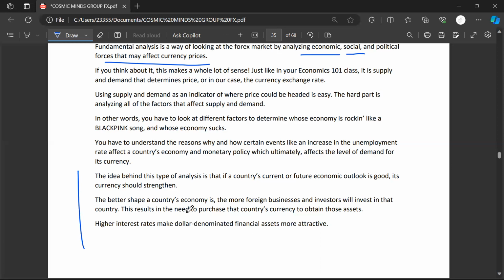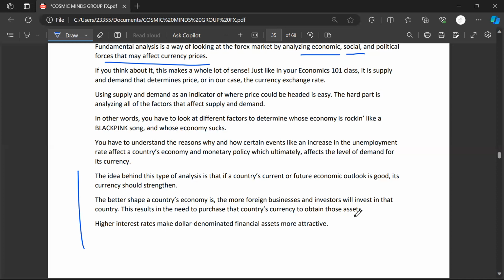Now, this results in the need to purchase the country's currency to obtain those assets. It's simple. If foreigners or investors come into a country and they need to do business, they can't do this business in their currency. What do they do? They have to exchange this money into your country's currency, right? So when they are doing that, your currency will be on demand, and your economy is going to be boosted. It's as simple as that.